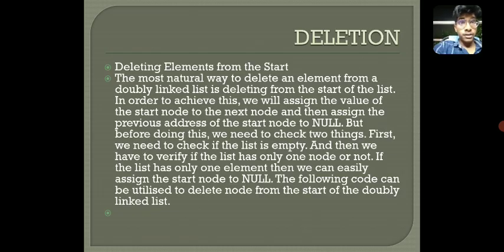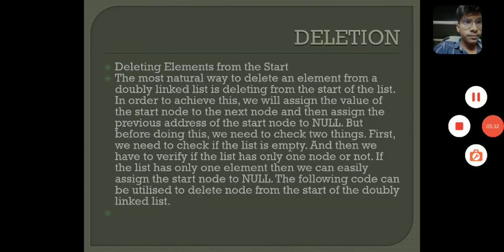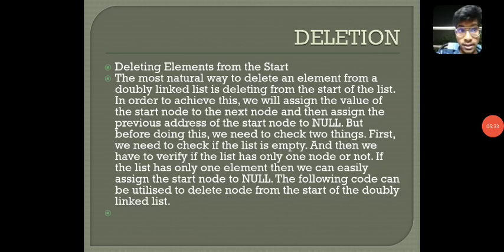So, deletion. Deleting an element from the start. The most natural way to delete an element from a doubly linked list is deleting from the start of the list. In order to achieve this, we will assign the value of the start node to the next node and then assign the previous address of the start node to null.